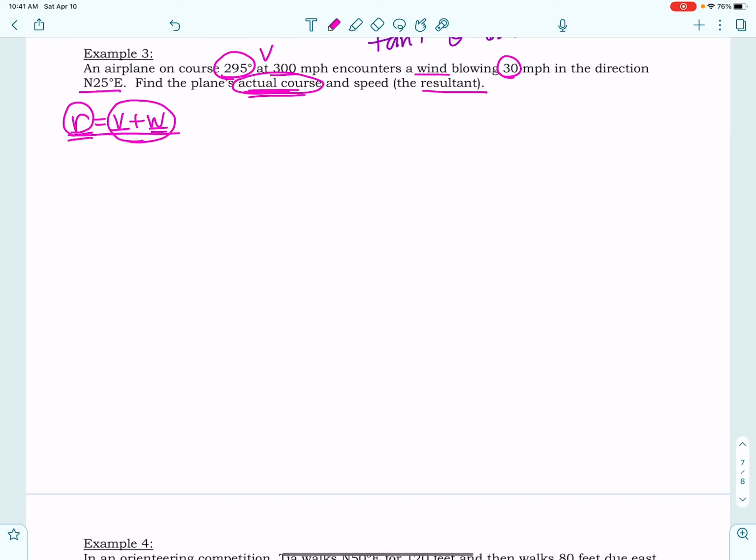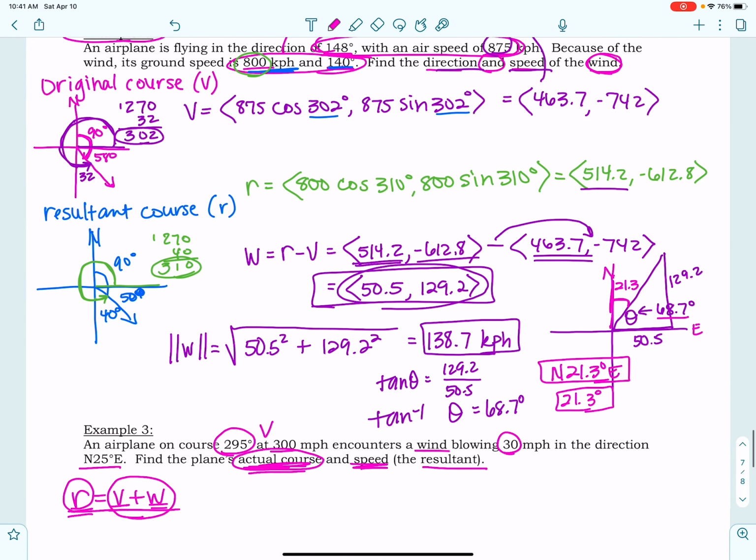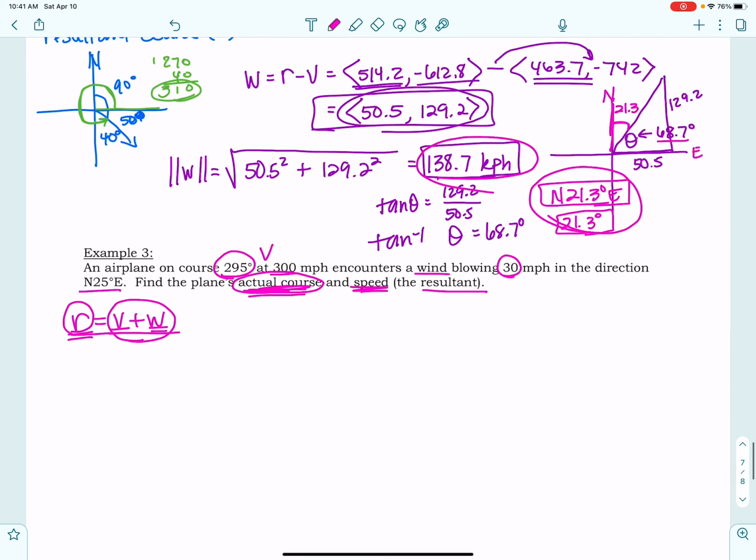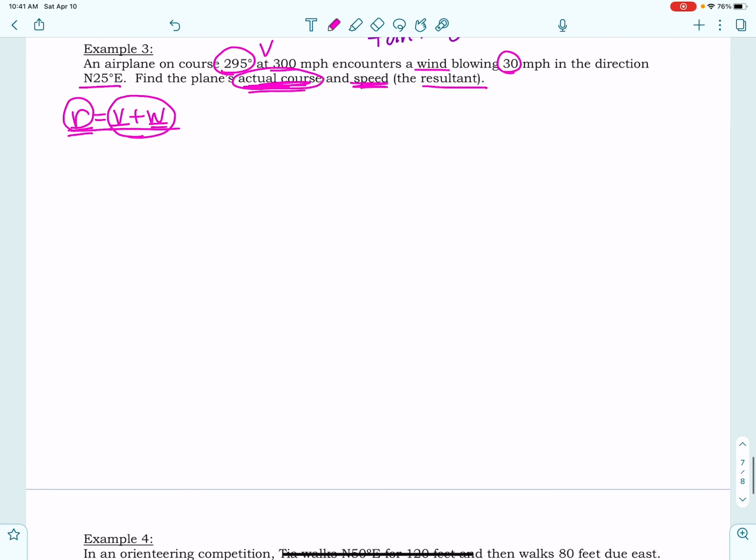So this is going to be the direction, so the actual course and the speed. Again, just like on example 2, where we had to find the speed and the direction, we're doing the exact same thing in this problem. All right, so for the original course of the airplane, I need to first find my direction angle.